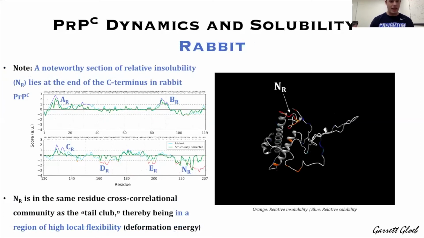However, rabbit, again having its own noteworthy constituencies, has at the very end of the C-terminus, in that same region where it's very high in terms of local flexibility and that connects also to the tail club region, a region that I termed N sub R, and this N sub R region is uniquely hydrophobic. And so, subsequently, hydrophobicity may play a part to some degree in the PrPC to PrPSc conversion process.